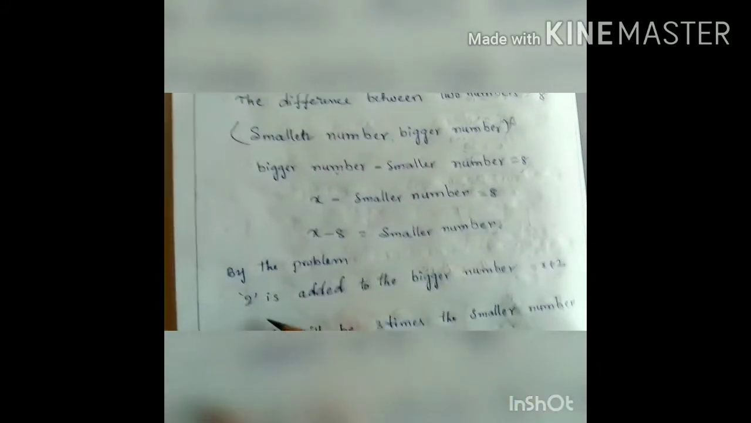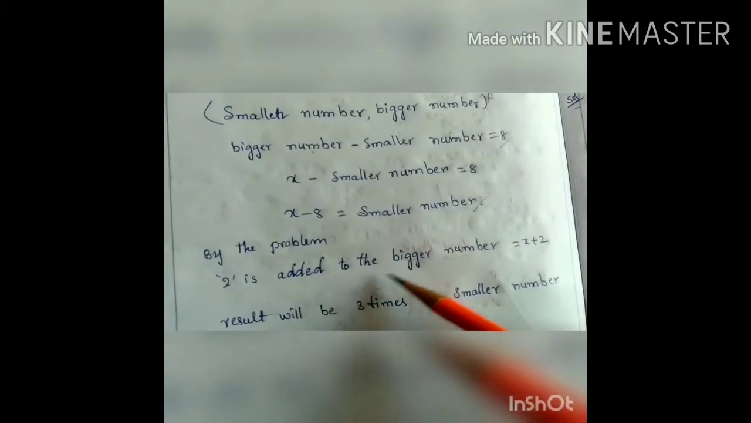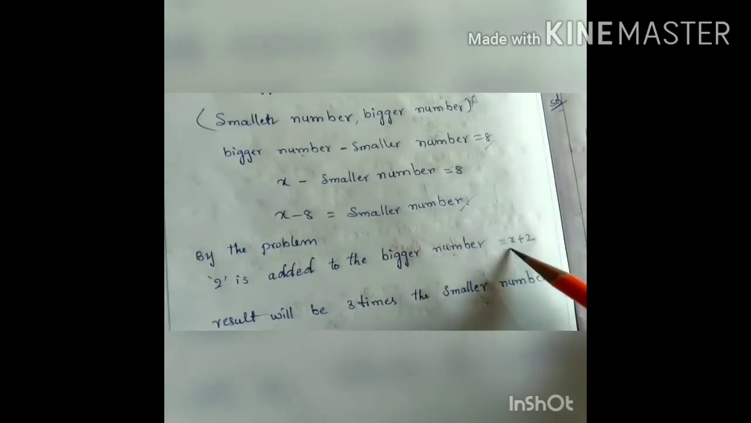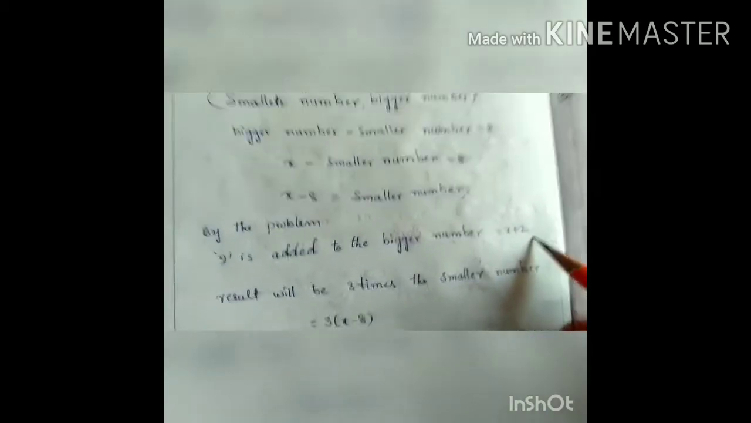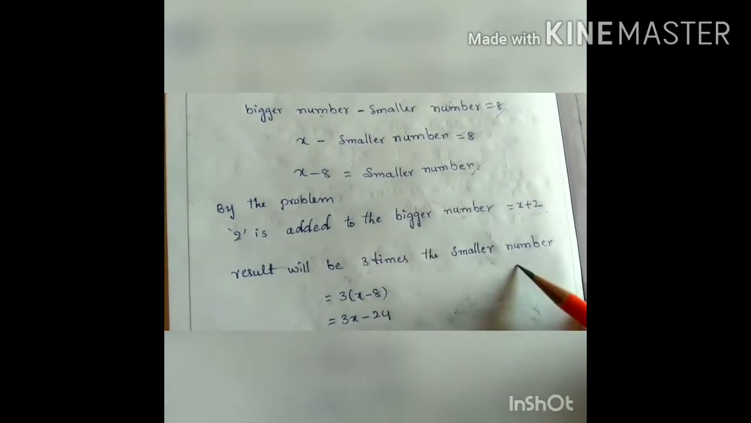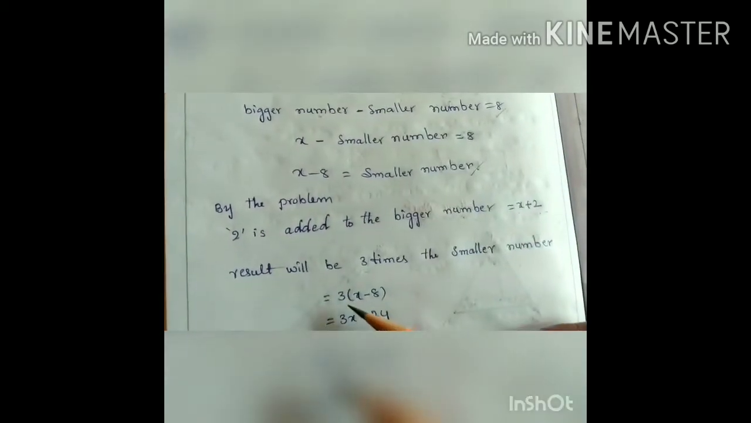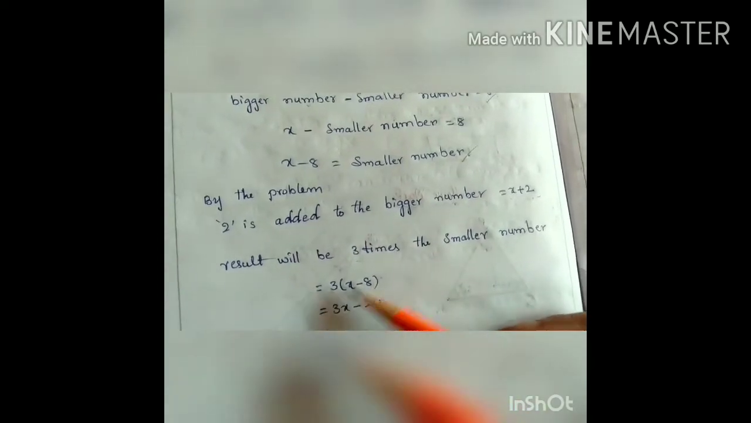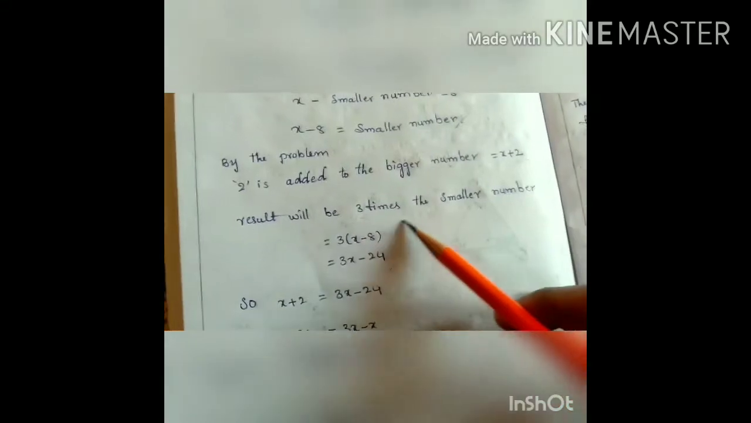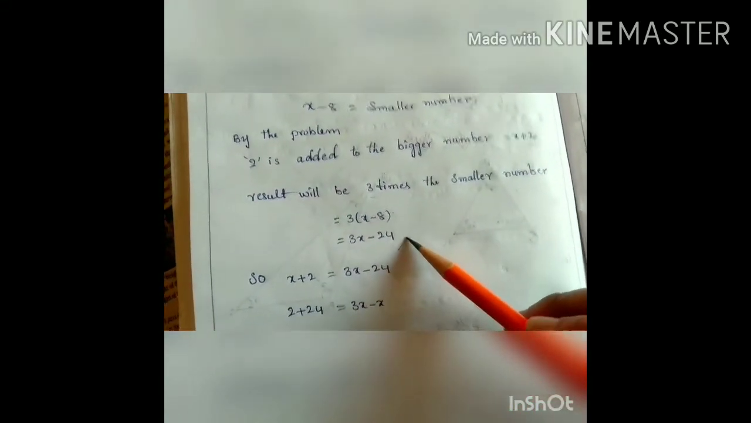By the problem, 2 is added to the bigger number. What is the bigger number? x. Added to 2, so x plus 2. The result will be 3 times the smaller number. What is the smaller number? x minus 8. 3 times means 3 into (x minus 8). 3x minus 3 eights are 24. The result will be 3 times the smaller number, equal to 3x minus 24.